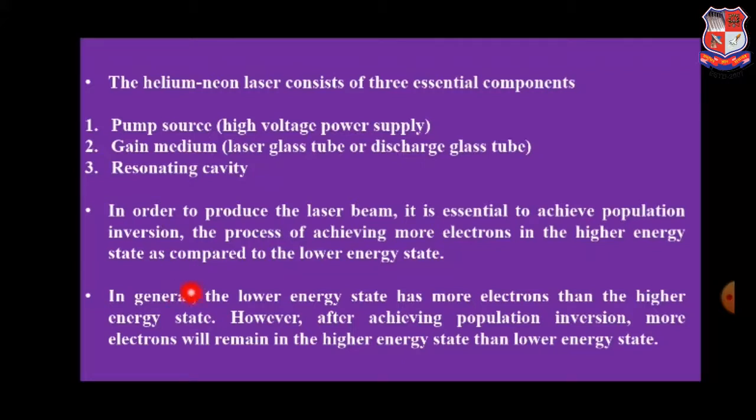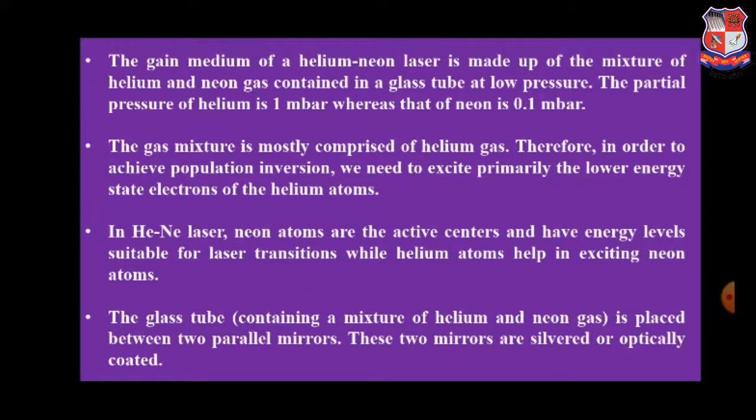In general, the lower energy state has more electrons than the higher energy state in the absence of an electric field. However, what does achieving population inversion mean? If you have a high amount of electrons in the lower energy state and fewer electrons in the higher energy state, the exactly opposite phenomenon is obtained when population inversion is achieved. So more electrons will remain in the higher energy state than the lower energy state. This is the basic principle on which the helium neon gas laser works, which is population inversion.